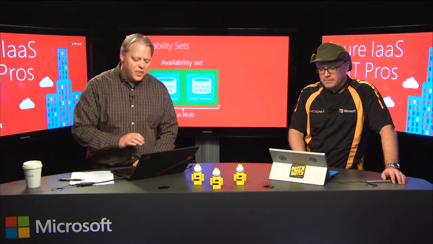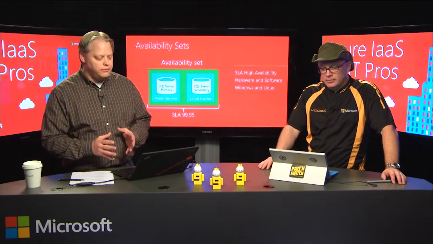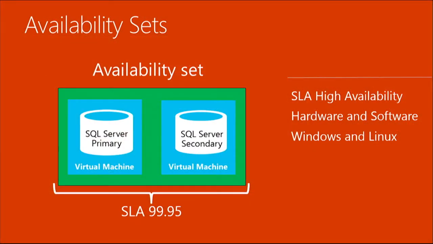All right, so when it comes to your architecture in Azure, one of the very first things you want to think about is what we call an availability set. Now, an availability set is something that is used when you have two or more instances that are performing the same or similar task. So the example we're showing here is where you have a primary SQL server and a secondary SQL server. If you had a witness machine in there, you'd also put that into that availability set.